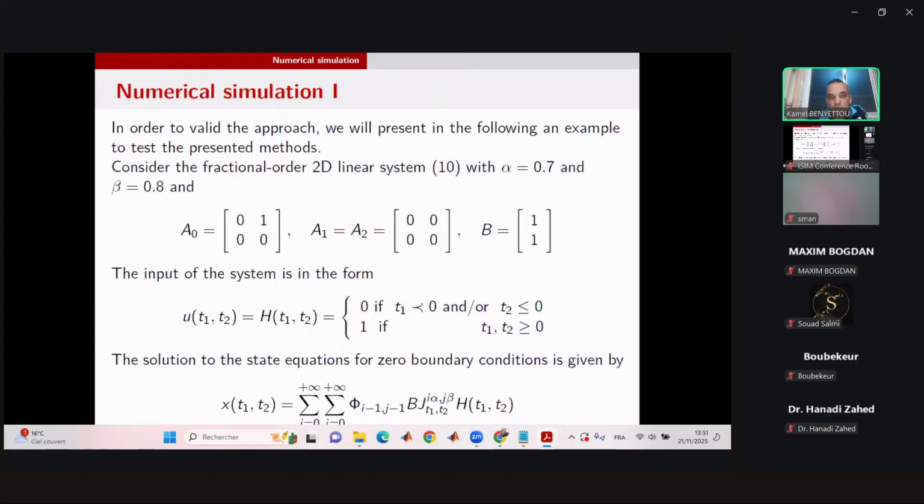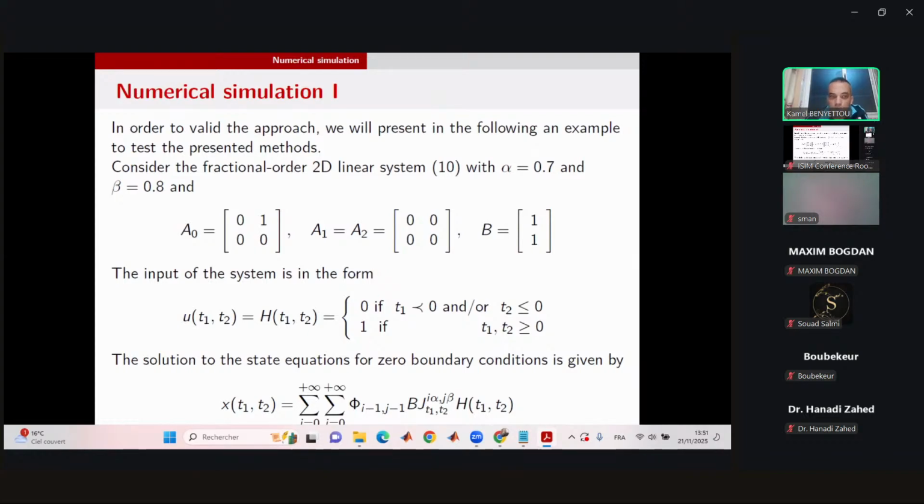For simple cases, we make a numerical simulation of these results. We consider the 2D linear system with some values of alpha and beta, and the state space matrices A0, A1, A2, and the forced system.